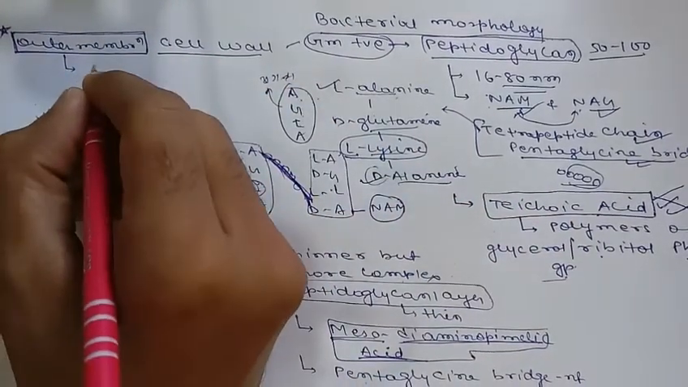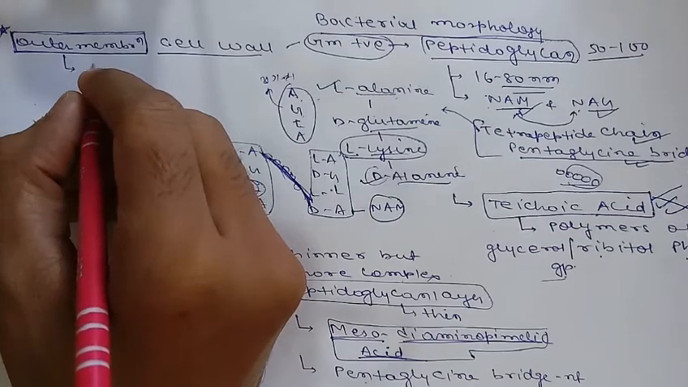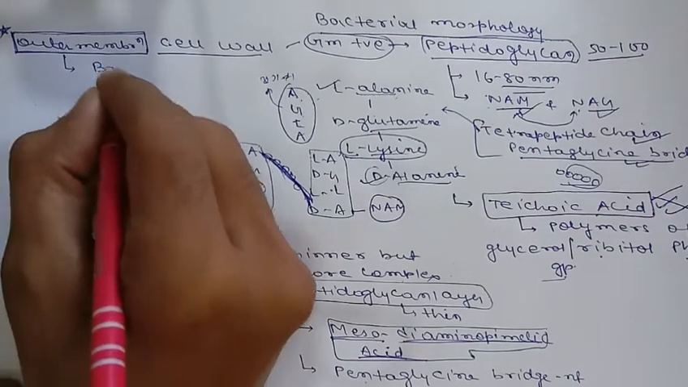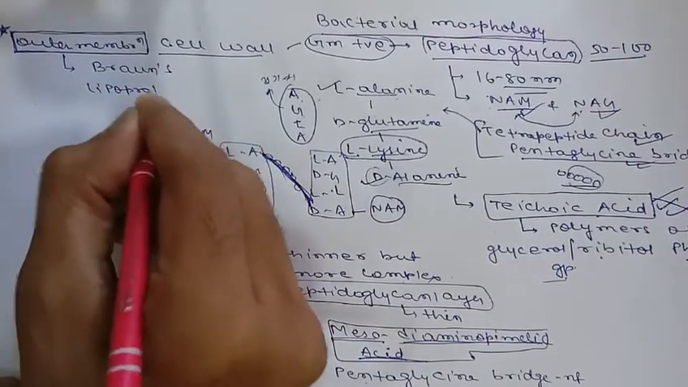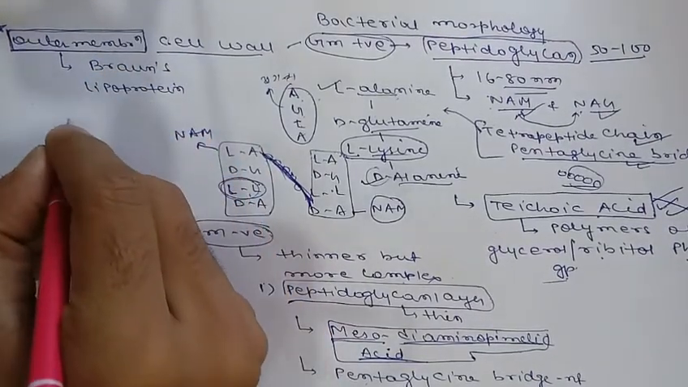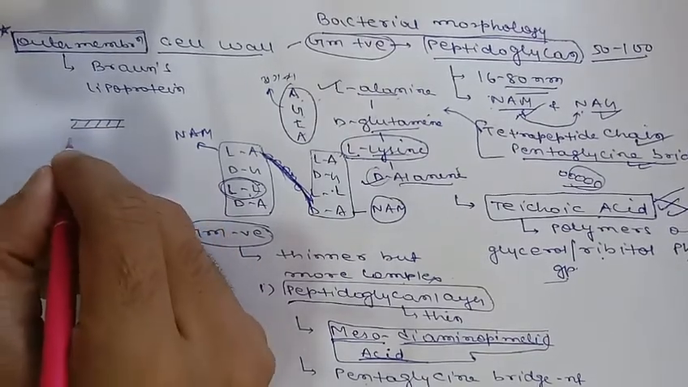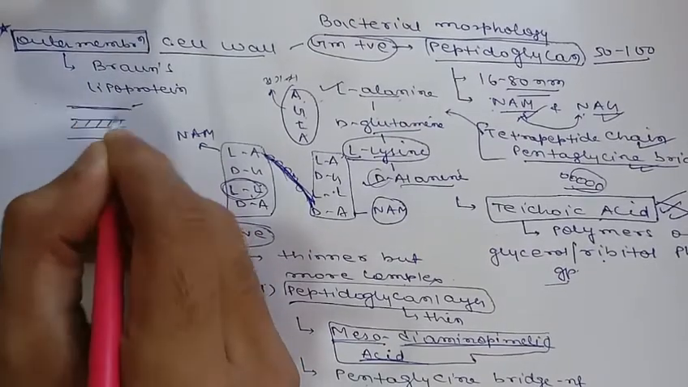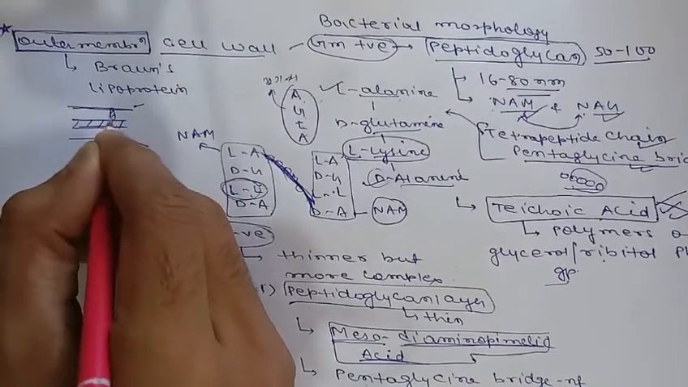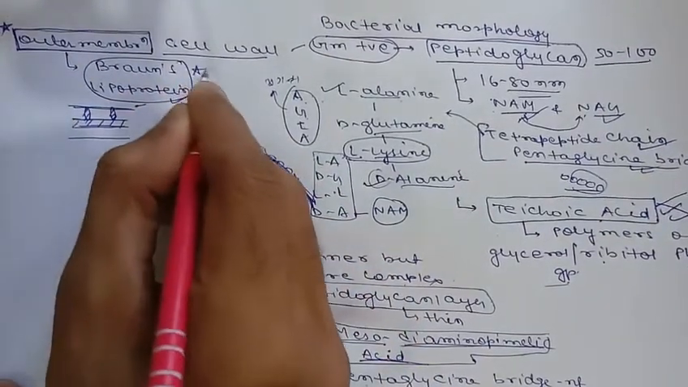This is a phospholipid layer which lies outside the thin peptidoglycan layer, and it is firmly attached to the peptidoglycan layer by a special membrane protein known as Braun lipoprotein. This is very important. Suppose this is the cell wall of a gram negative bacterium, the peptidoglycan layer, with one membrane here and one membrane here. This is the outer membrane, this is the inner membrane, and the outer membrane and peptidoglycan layer are connected by the membrane protein known as Braun lipoprotein. This is a very important point.